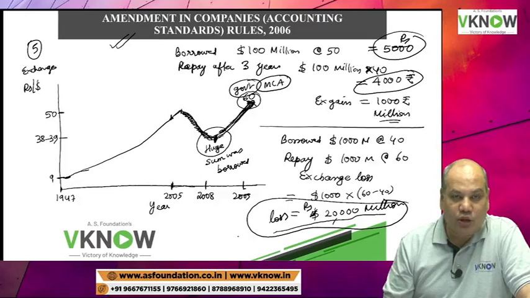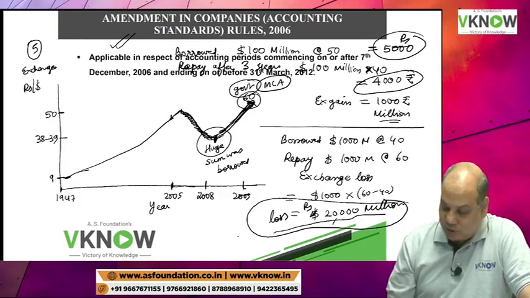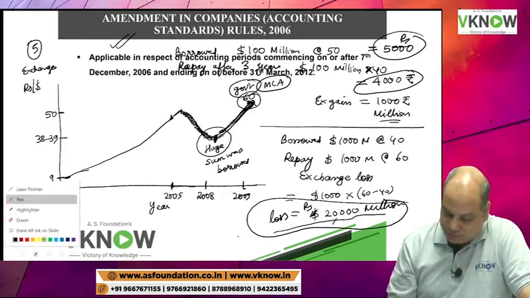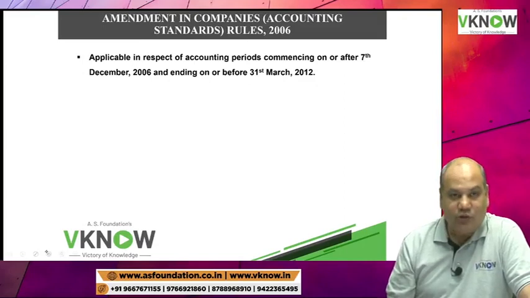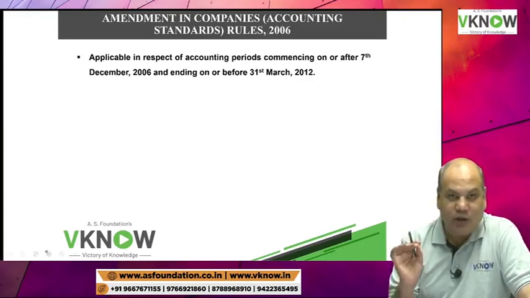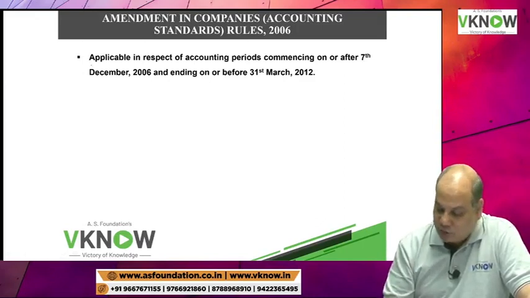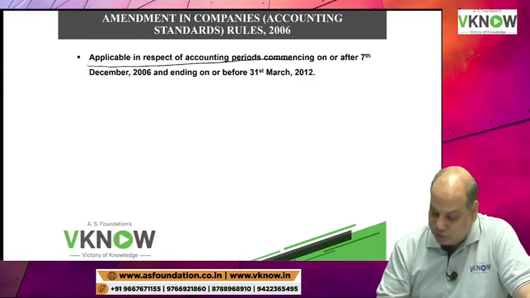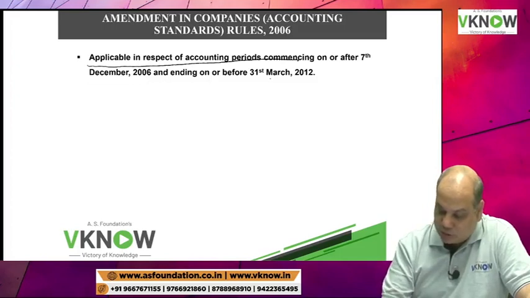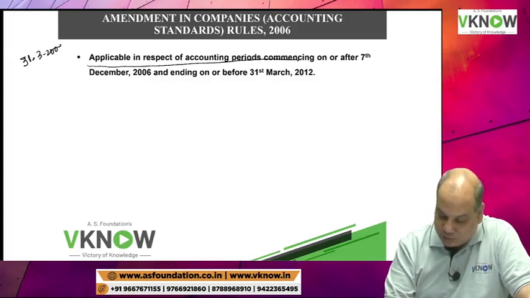Government brought a notification which is called Amendment in Companies Accounting Standard Rule 2006. So what is this notification? I will first read one by one. Very interesting. Pay attention. This notification originally was brought on, I remember that date also, 31st March 2009.